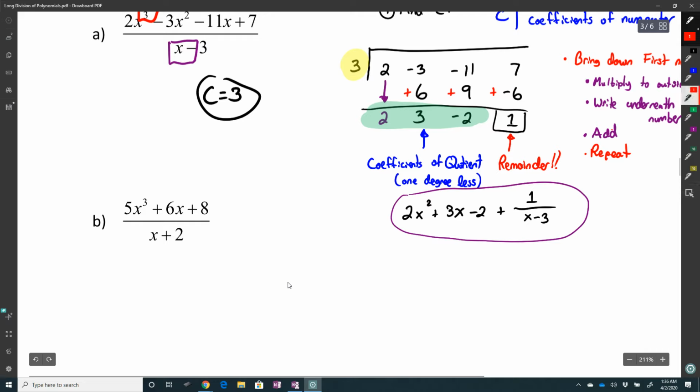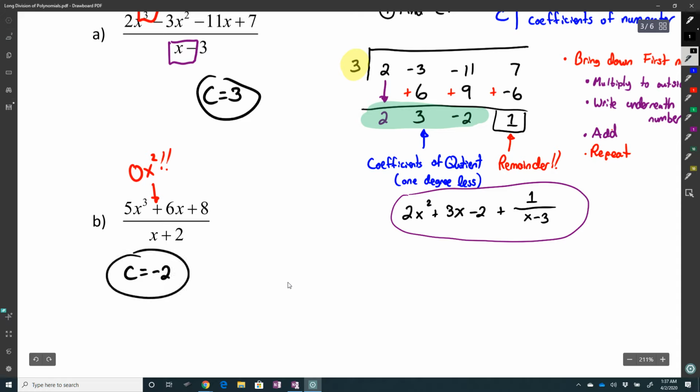The first quick thing to notice is that there's no placeholder. Notice that I'm missing 0x squared, so I got to be sure to get that. My c is -2. Remember, it's x minus -2. And so I'm going to work it out. I have -2. The coefficients of the top are going to be 5 is the first one. Then a 0, because that's the missing placeholder. Then a 6. Then an 8.